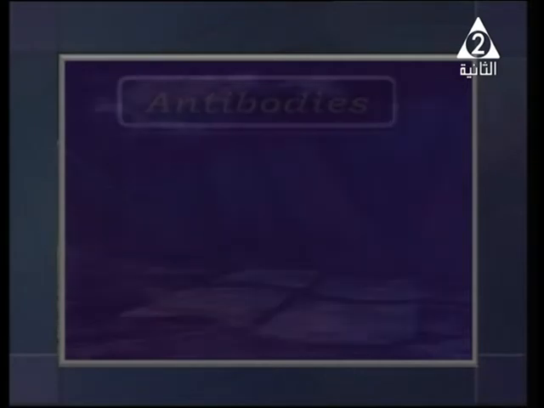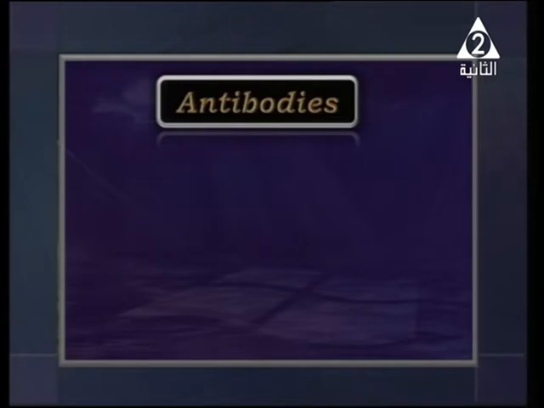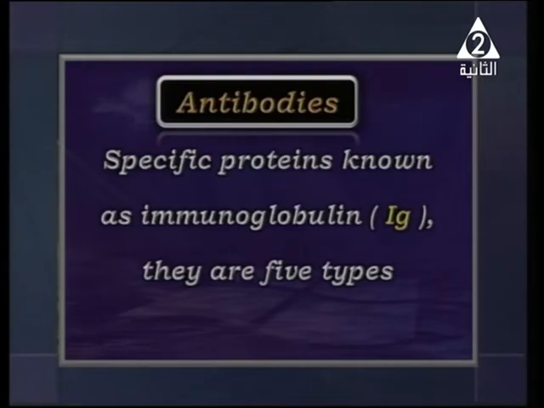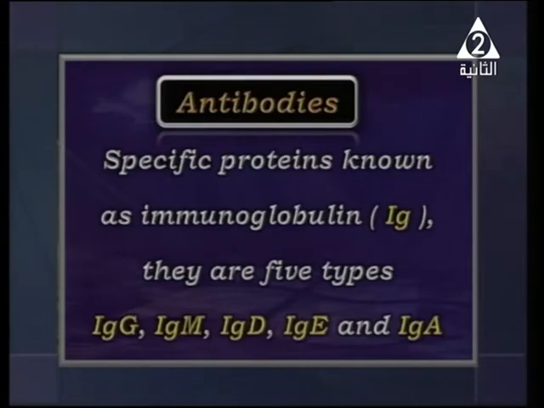But the question here is that antibodies are also specific proteins. They are known as what? As we said in the picture, immunoglobulin. Ig is short for immunoglobulin. There are 5 types: IgG, IgM, IgD, IgE, and immunoglobulin A. And each type has its own function.